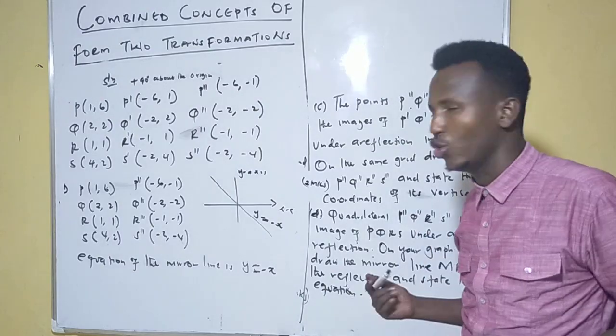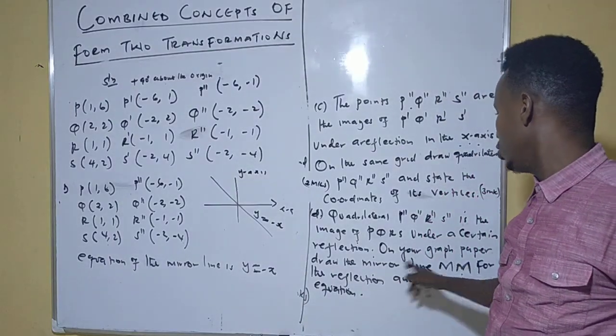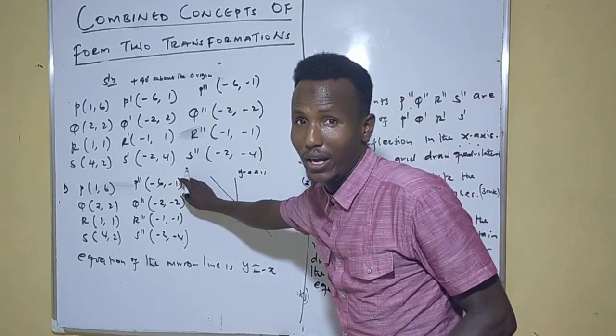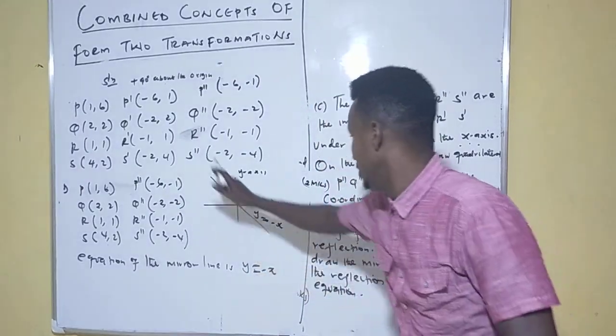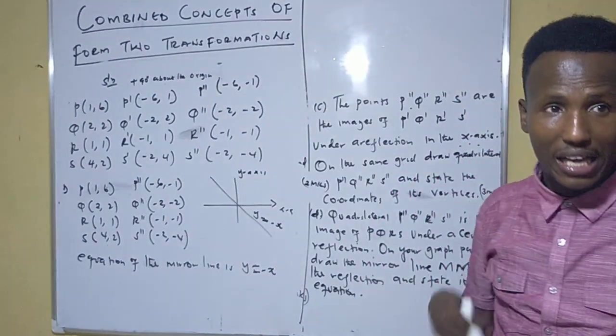So if you want to draw now, because you are told, look here, on your graph paper, draw the mirror line. You can take a ruler, and you know that the line y is equal to -x passes through the second quadrant and the fourth quadrant. Place a ruler on top of that, y is equal to -x.